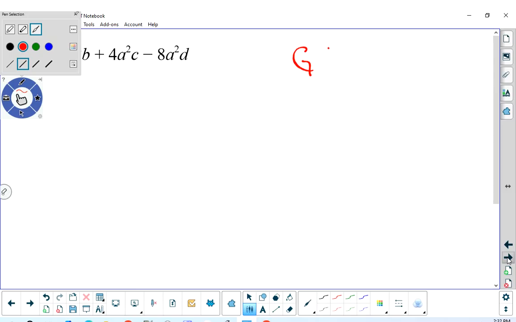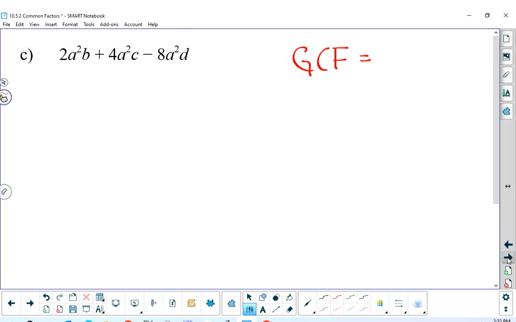The greatest common factor will contain the greatest common factor of the coefficients. So what is the greatest common factor of 2, 4, and 8? The answer is 2. It's the biggest number that divides into all of those. What is the greatest common factor of the a's? Well, I have a squared, and I have a squared, and I have a squared. Well, I can factor out a squared. It's common to both.